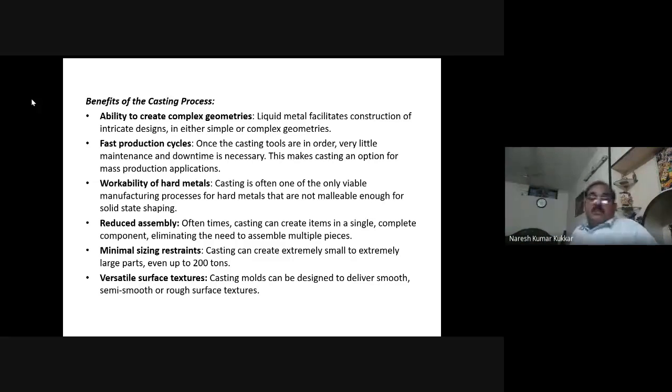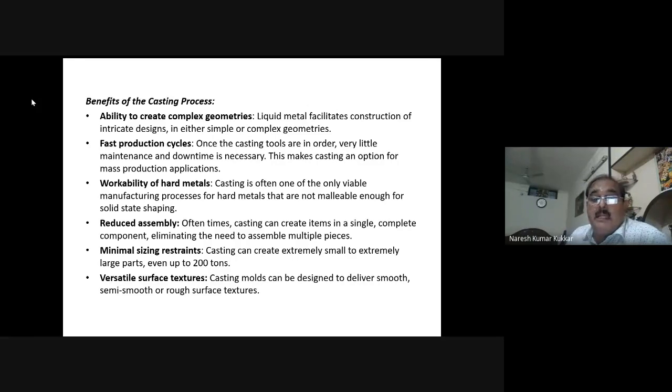The other is a fast production cycle. Once the casting tools are in order, very little maintenance and downtime is necessary. This makes casting an option for mass production. If you have created a mold, now you just have to pour and create new things. So for faster production, we can use casting, rather than normal machining, where you have to work on a piece-to-piece basis. Now the molds are ready, the dies are ready, you just have to pour the metal. Things are created in a mass production method to make a fast production cycle.